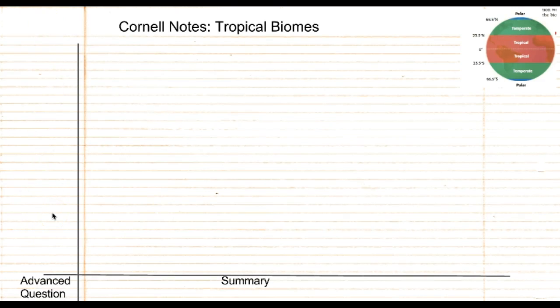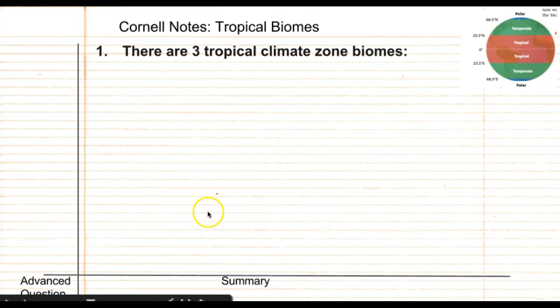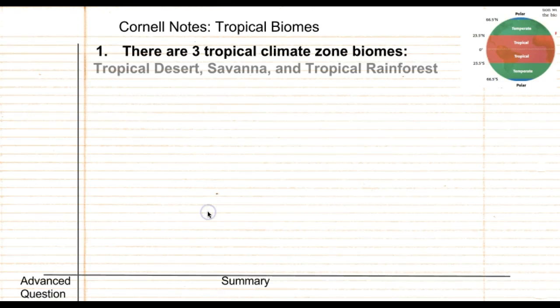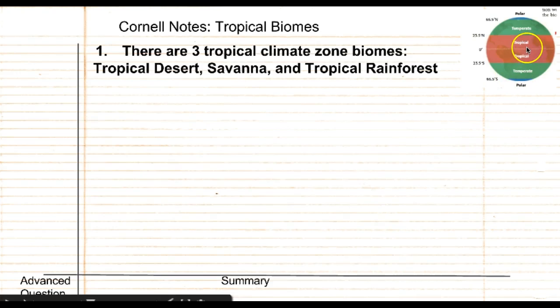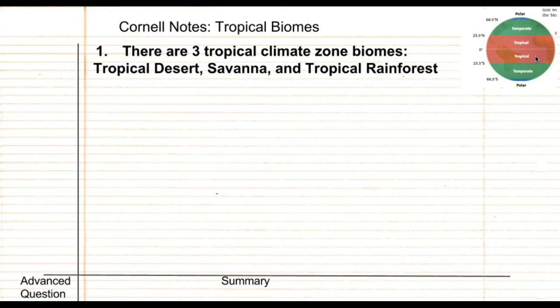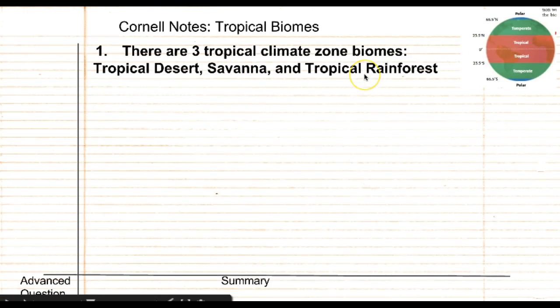Okay, let's begin. For number one, go ahead and write, there are 3 tropical climate zone biomes. The 3 tropical climate zone biomes, so here's the tropics, it's the middle part of the earth. There's the tropical desert, the savanna, which we'll talk more about tomorrow, and the tropical rainforest.